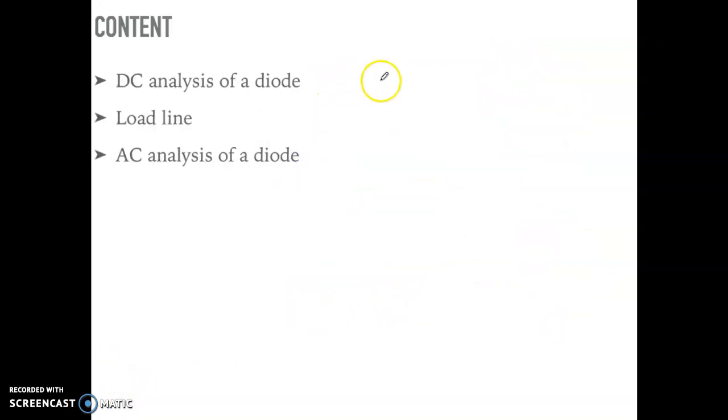Next, we will leave the semiconductor, the PN junction, and all the physics terms behind. What we will focus on now is your diode. In your diode, you have two analyses. One we call DC analysis, another one we call AC analysis.